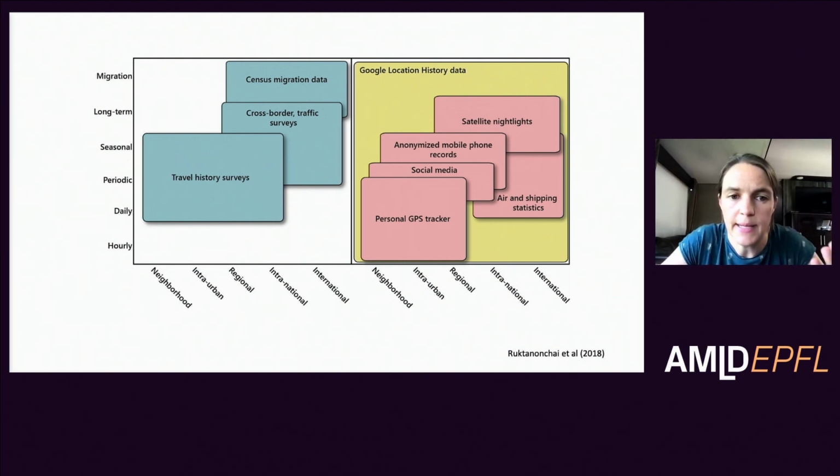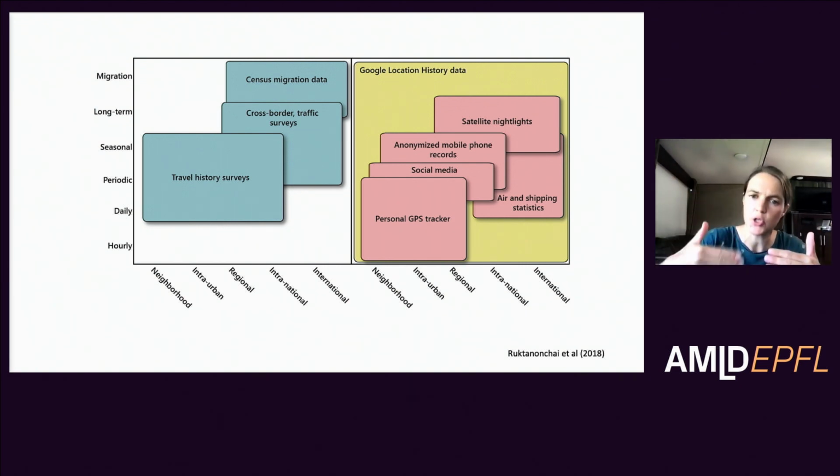And of course, for an epidemic, we need this information potentially in granular ways, in neighborhood levels, all the way up to international, and really on short timescales. So we want it in real time.